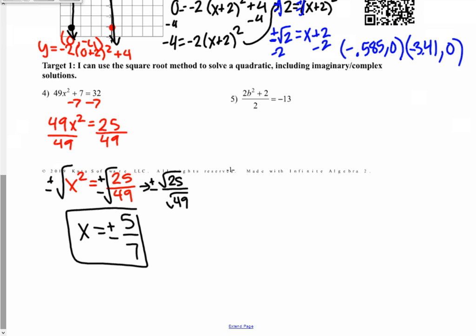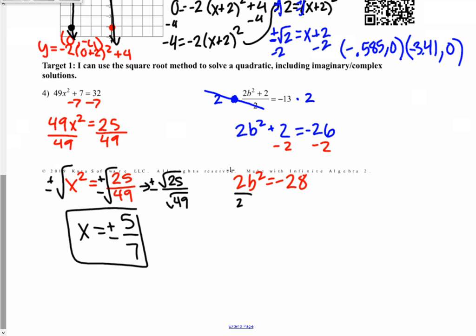Number 5, the first step in order for me to solve this is I need to get 2 out of the denominator. So I'm going to multiply both sides by 2. So then I'm left with 2b squared plus 2. My other 2's cancel each other out, equals -26. I'll subtract 2 from both sides. So 2b squared equals -28. Divide both sides by 2, and b squared equals -14.